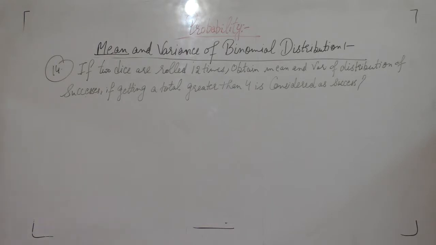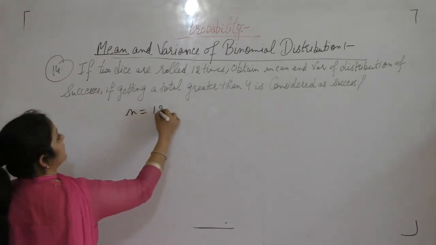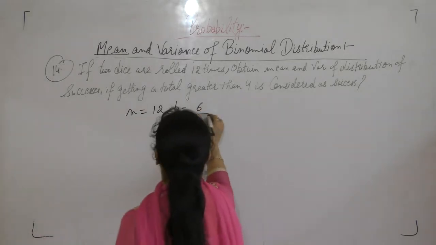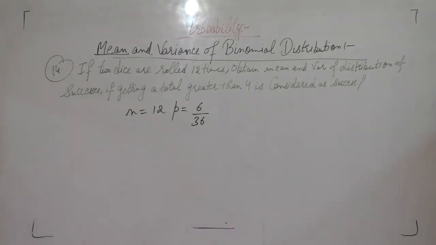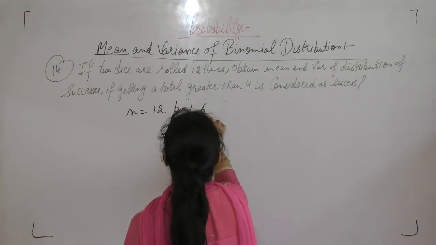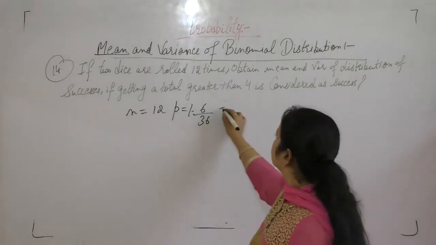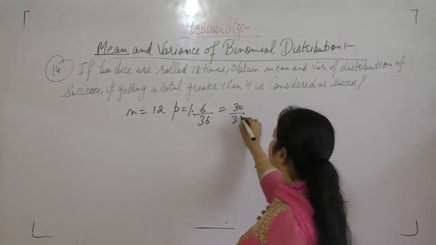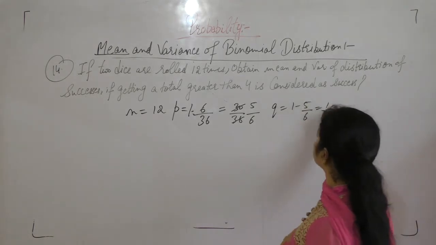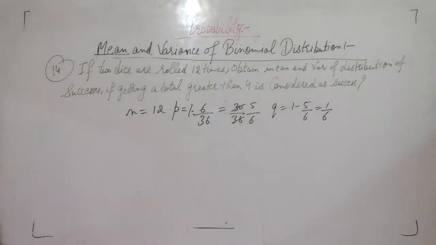So N is 12. P, success is probability of getting a total greater than 4. Getting a total greater than 4 is 1 minus probability of getting a total less than or equals to 4, so 30 by 36, 5 by 6. So Q is 1 minus 5 by 6, that is 1 by 6.